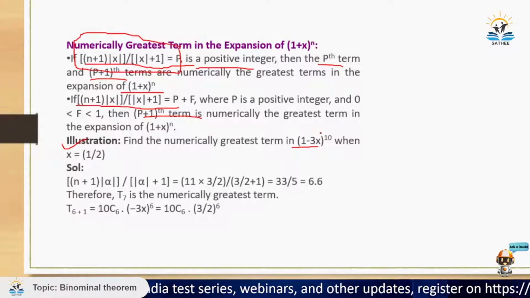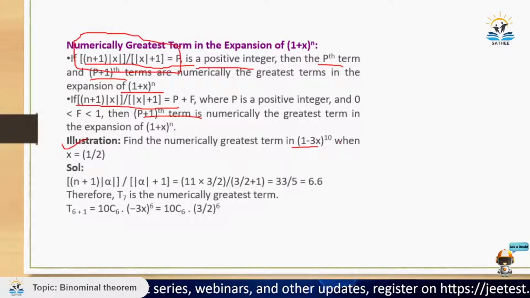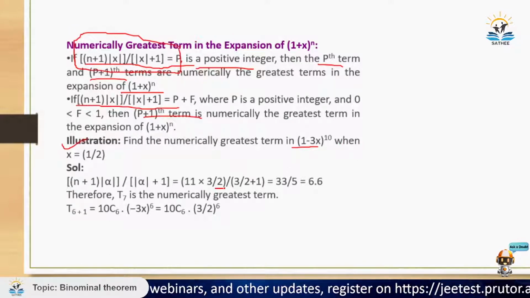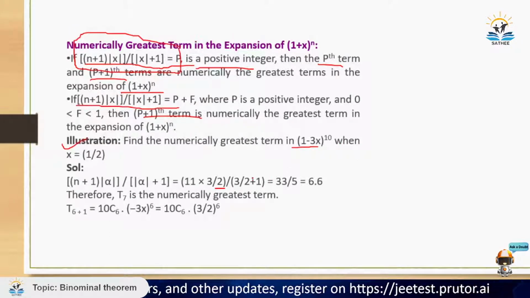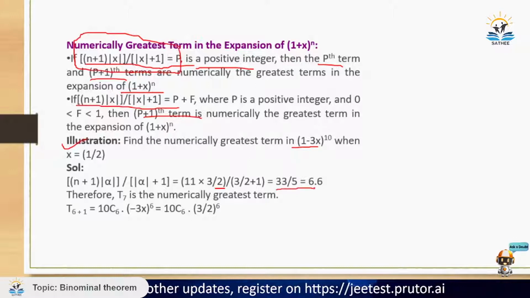Mod of alpha would be mod of minus 3x, and x is equal to half. So mod of minus 3 by 2 will be equal to 3 by 2 upon mod alpha plus 1 upon 3 by 2 plus 1. So we are getting it equal to 33 by 5, which is not p, but it is equal to p plus f, which is a positive integer plus a fraction.